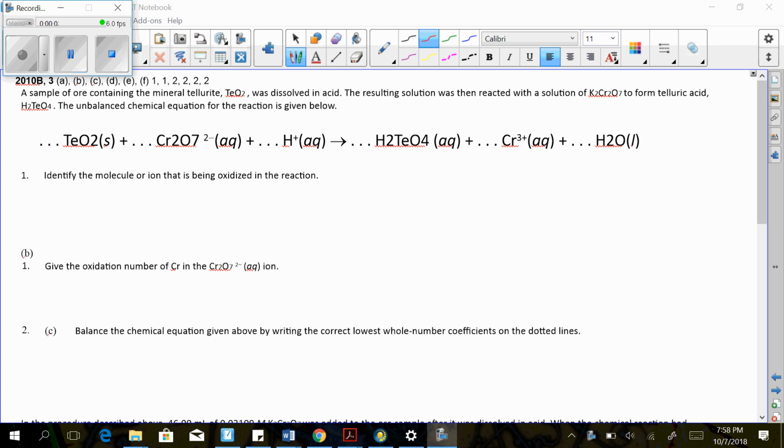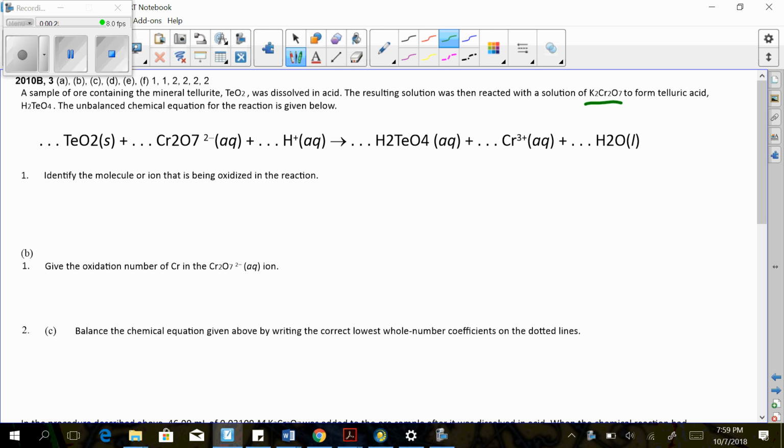Okay, and in the last part of our problem, we're now in 2010B, question number 3, which is about an ore containing the mineral tellurite. That ore is dissolved in acid, and that solution is then reacted with the solution of potassium dichromate. And when it does, it forms telluric acid. They gave us the unbalanced chemical equation, and it has several parts. The first part is to identify the molecular ion that is being oxidized.